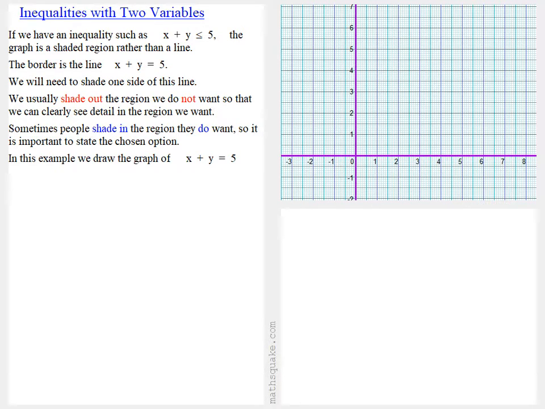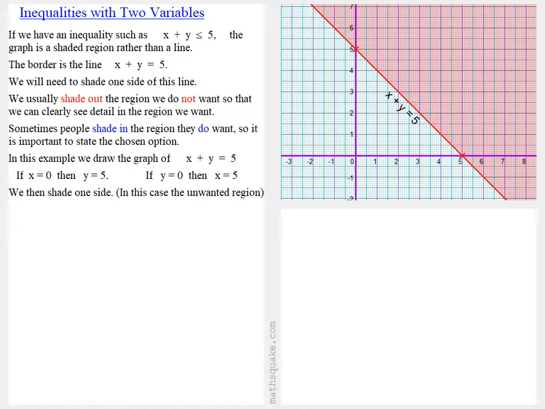In this example, we draw the graph of x plus y equals 5. To do that, we can say, if x equals 0, then y equals 5. If y equals 0, then x equals 5. So having plotted the points 0, 5 and 5, 0, we can draw the line. Then we can shade one side. In a minute we'll discuss how to decide which side to shade. However, in this case, the unshaded region in the diagram represents x plus y is less than or equal to 5.